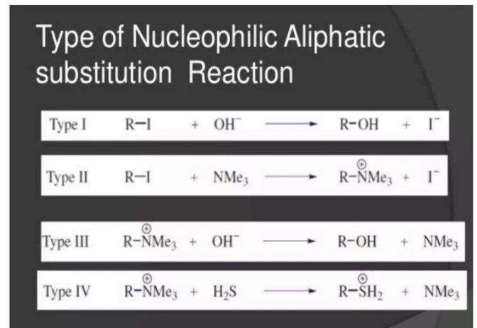So, types of nucleophilic aliphatic substitution reactions. Type 1, you can see RX converted into ROH. The second type, RX converted into RNMe3+, which looks like a salt. Third, RNMe3+ reacts with OH minus to give ROH. And type 4, it reacts with H2S and gives RSH.